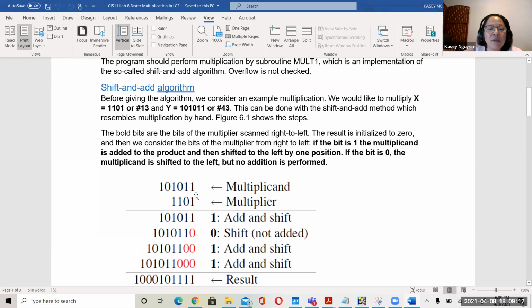Okay, so we multiply it by the 1, we bring the multiplicand down, and then for the next digit to its left, for the multiplier, which is 0, you would have the 0 placed on the right, and then you shift it, but you don't add this row. You do not add, because if you multiply 0 by the multiplicand, everything will be 0.